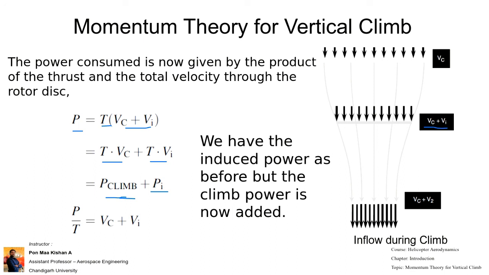From this equation itself, we can get the power to thrust ratio. So P by T is given with respect to Vc plus Vi, that is the rotor induced velocity. That is correspondingly the power to thrust ratio. So the power consumed is given by the product of thrust and the total velocity through the rotor disc. That is the case during the vertical climb. The vertical descent is different. I'm only speaking about the vertical takeoff.